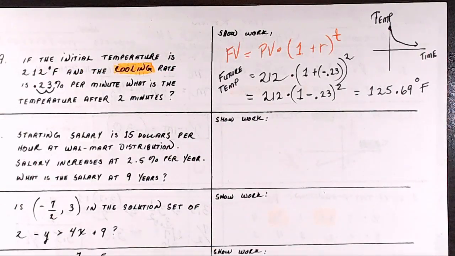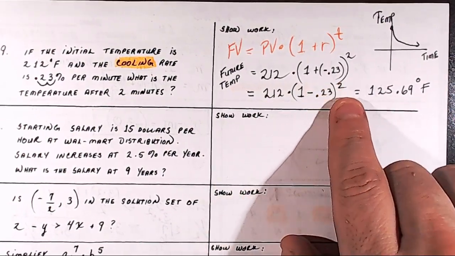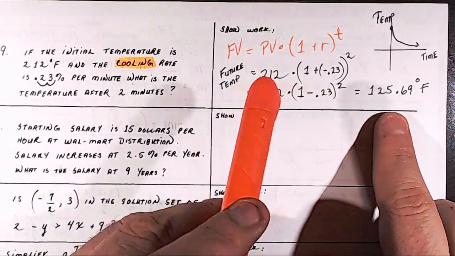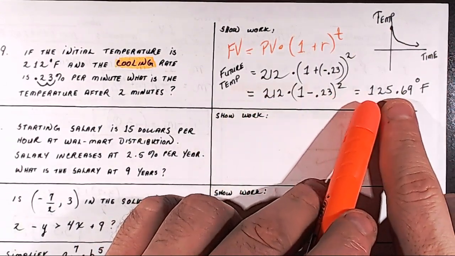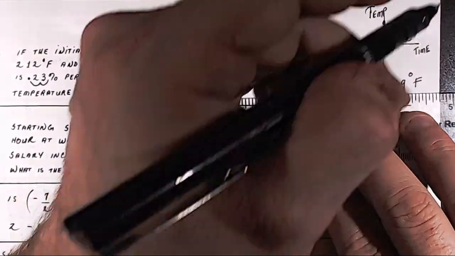And does that pass the smell test? Well, yes, because this temperature is less than the initial temperature. We would expect that if it's exponential decay, the temperature would fall over time. So pretty interesting. After 2 minutes, the temperature of the water is 125 degrees. I have no idea if that is the real cooling rate of water, but I made it up for this problem.